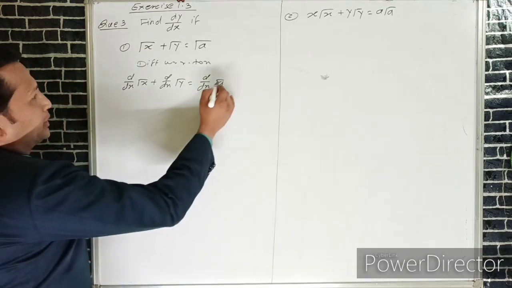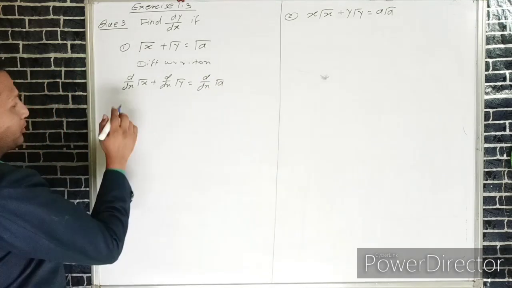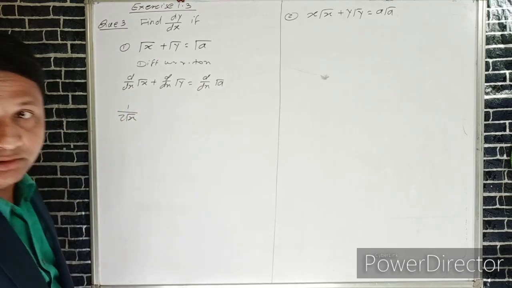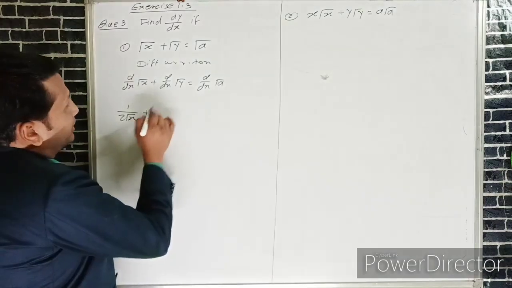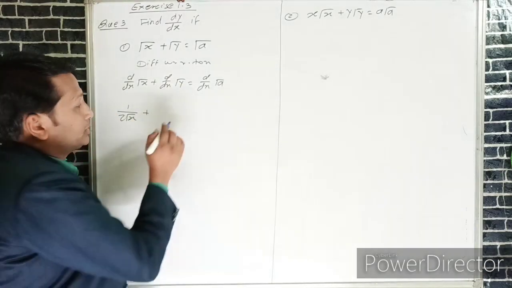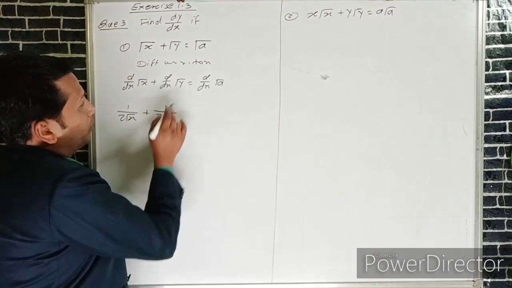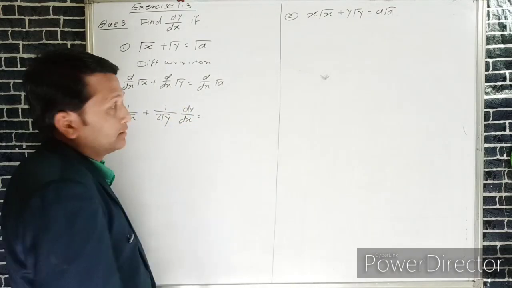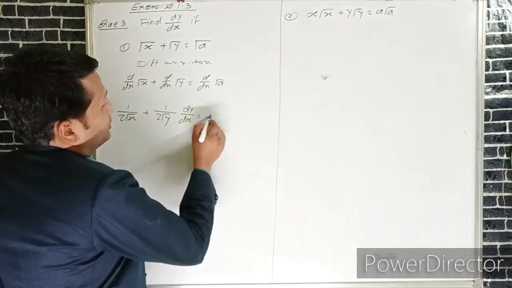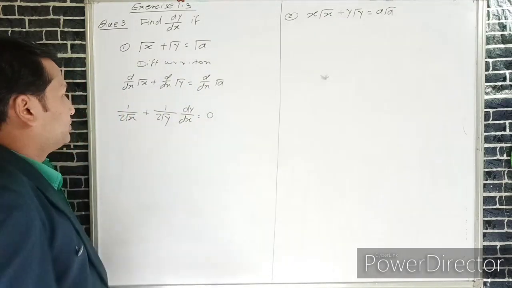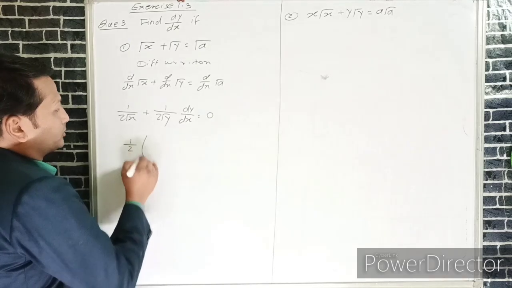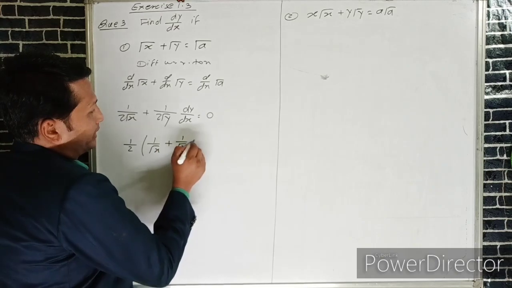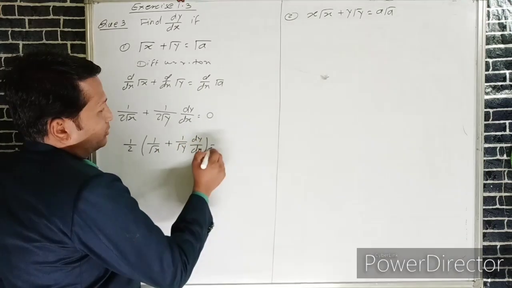Here under root a is a constant function. The derivative of root x is 1 upon 2 root x with respect to x. Secondly, we have to find the derivative of root y, and the derivative of root y is 1 upon 2 root y. Y is a function of x, so we again take the derivative dy by dx. Root a is a constant function, and the derivative of a constant function is 0. If we take 1 by 2 common from both terms, we can write 1 upon under root x plus 1 upon under root y, into dy upon dx, is equal to 0.